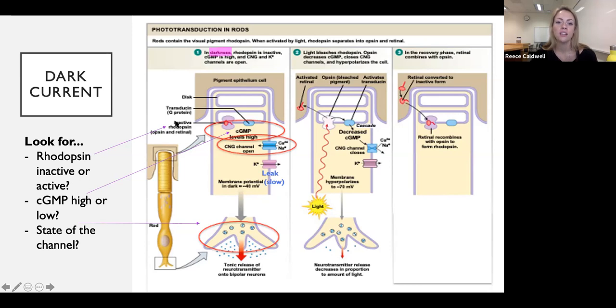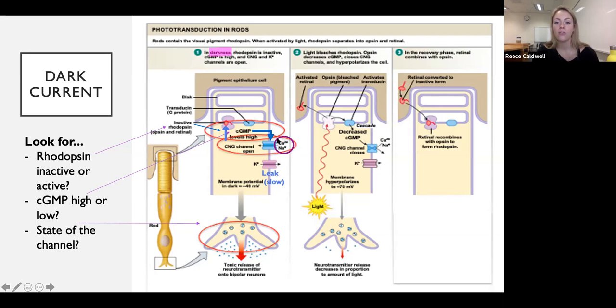So again, in darkness, we have inactive rhodopsin, and if rhodopsin is inactive, that means we'll have high levels of cGMP. So those are kind of inverse. Inactive rhodopsin, high cGMP. If we have high levels of cGMP, that will allow us to open our CNG channel, our cyclic nucleotide gated channel.